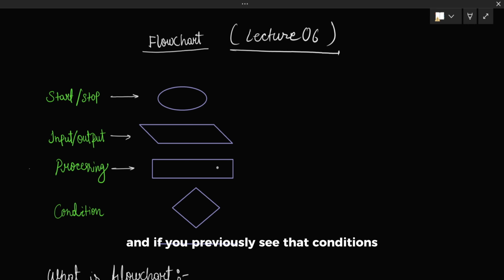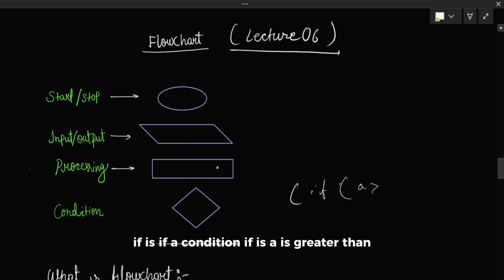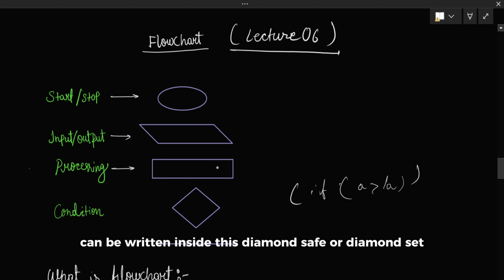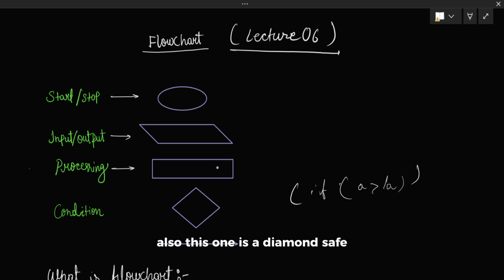And as we saw previously in the conditions, like the if else condition, for example if a is greater than b, these things can be written inside this decision point. This one is the diamond shape, which we call the decision point. Whatever decision we make is mentioned here. And this one is the flow of the flowchart.